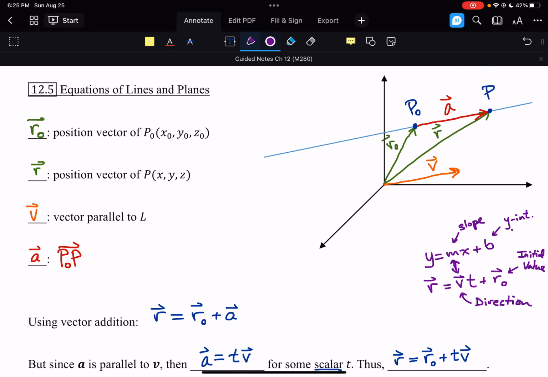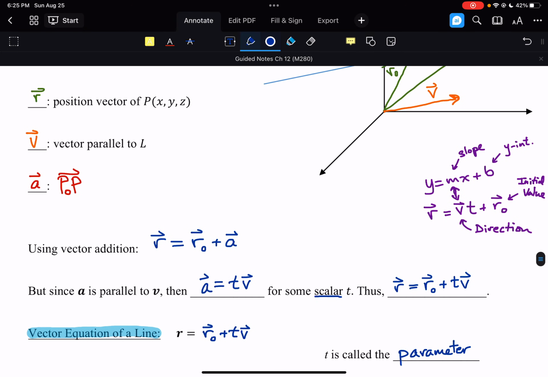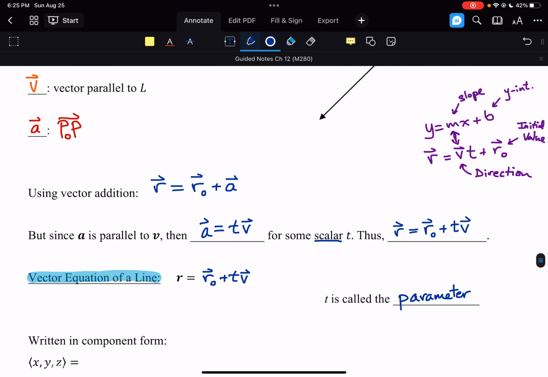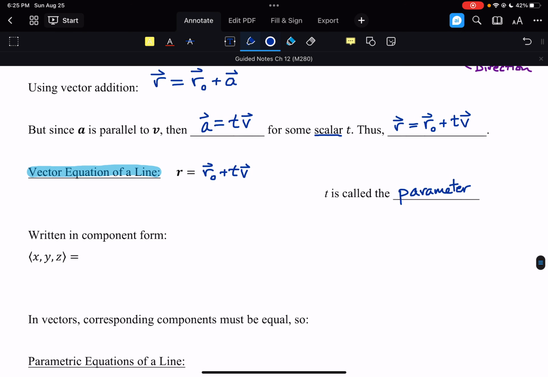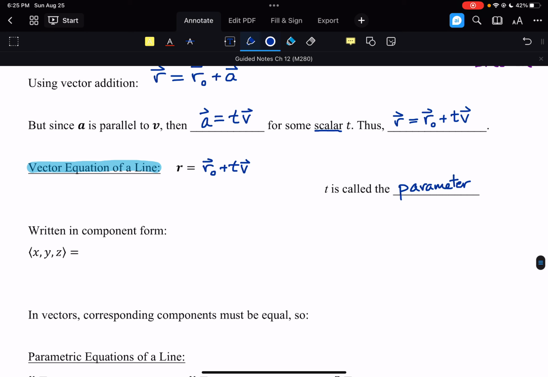Just like b, that y-intercept gives us a starting point, or an initial value to go off of. So hopefully you can see the similarities between the equation of the line that we know and the new vector equation of the line that we're going to work with in 3-space.